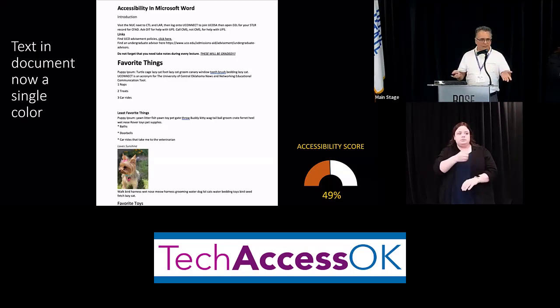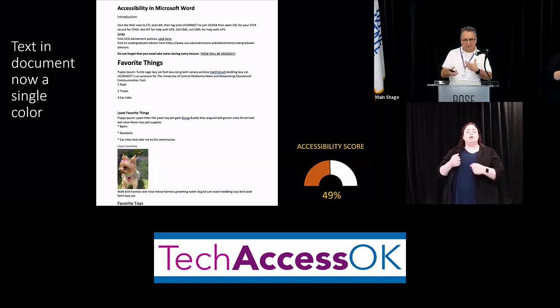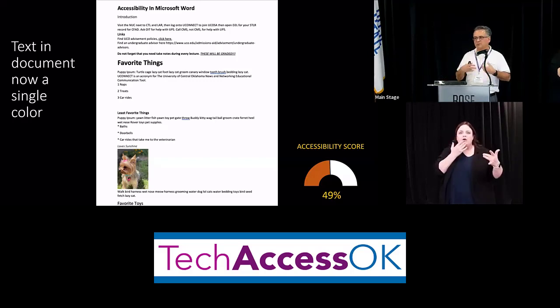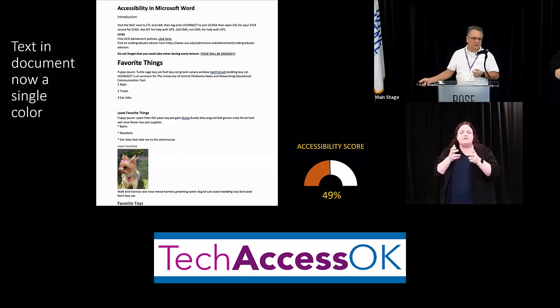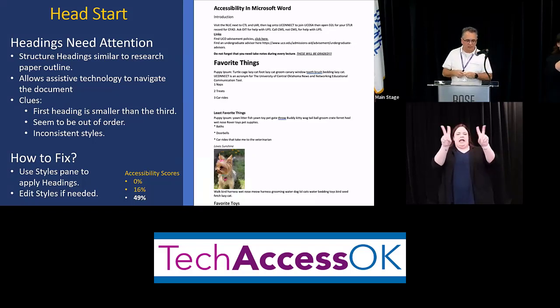So that's progress, 16%. You don't have to be an accessibility expert, just using Word the way it's supposed to be used. Even though we can do pretty fonts and light colors, you need to think about the audience we're showing this to, who's going to be receiving it. Maybe they don't need all those fancy colors. So what's next? Headings.